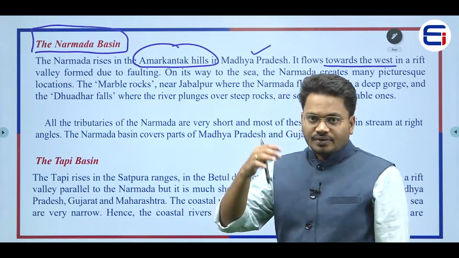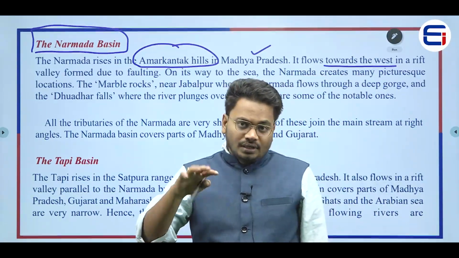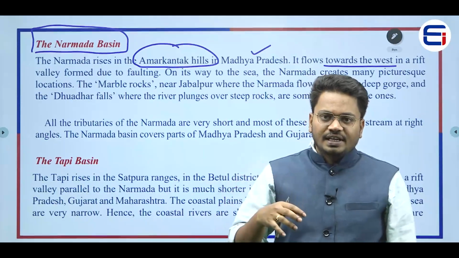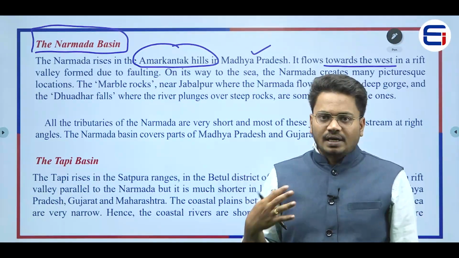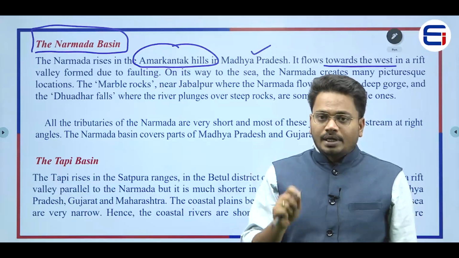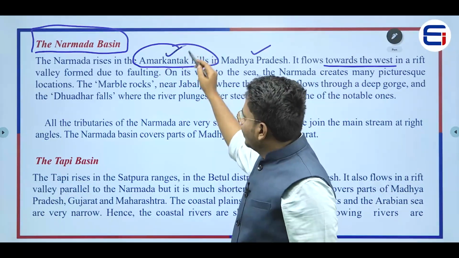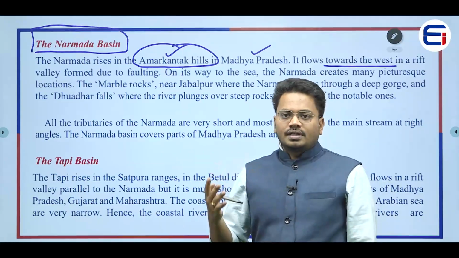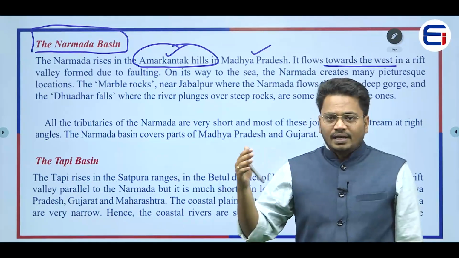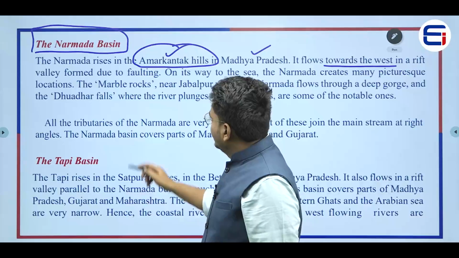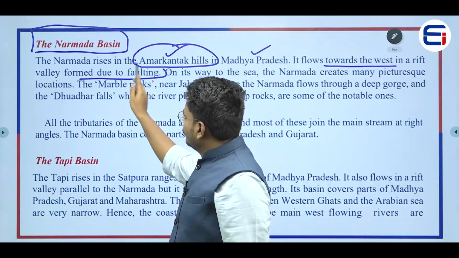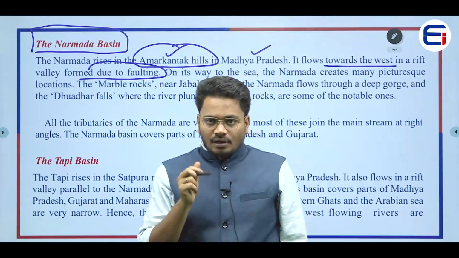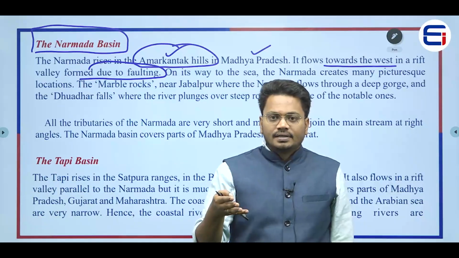That means the zone or the area in between two mountains is called a valley, right. So, this river, after originating in Amarkantak Hills in Madhya Pradesh, flows in a rift valley, and this rift valley is formed because of faulting of that particular area, right.